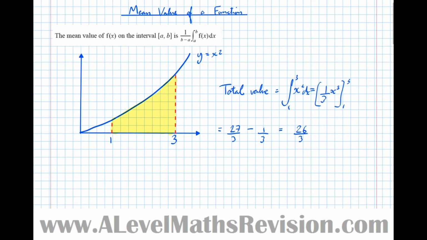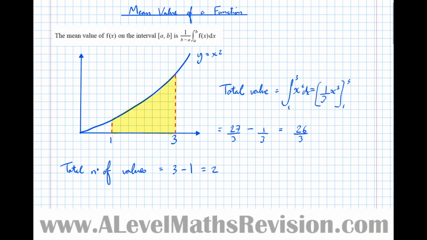So that's the total. Then we need to divide by how many there are, i.e. the width of the interval, so we'll simply subtract the two limits. Total number of values, i.e. how many there are, equals 3 take 1, which is 2.